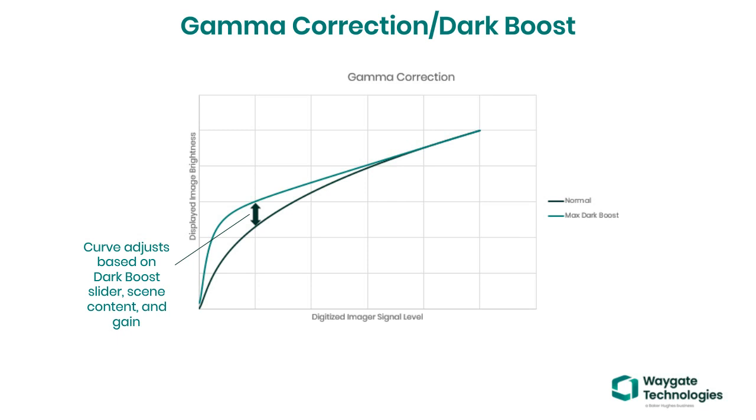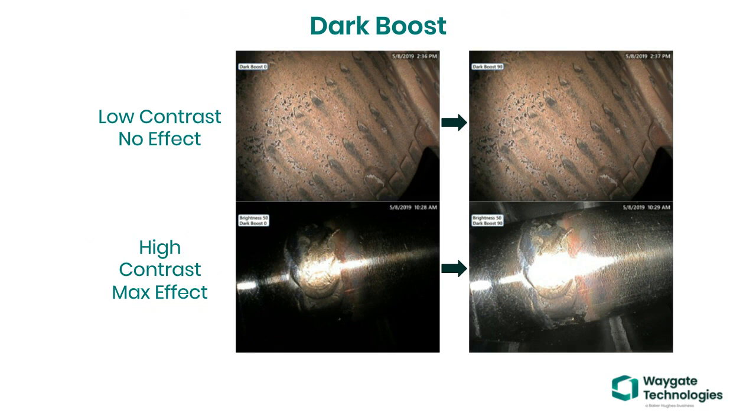Notice in the top image, a low contrast scene, the image is not changing with nominal brightness and Dark Boost settings of 0 and 90. In this case, Dark Boost has little effect on the scene. Remember the lines on the right side of the graph on the previous slide. The high contrast scene in the lower image set shows a constant brightness level, but with Dark Boost set at 0 in the left image and 90 in the right image, we see a very apparent difference. This difference can help give an inspector the information needed to make good inspection decisions.